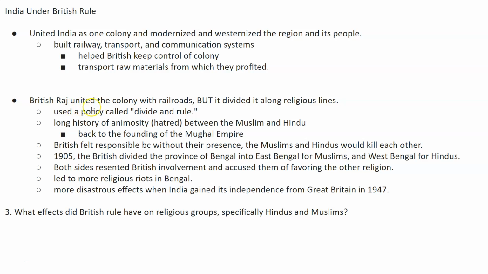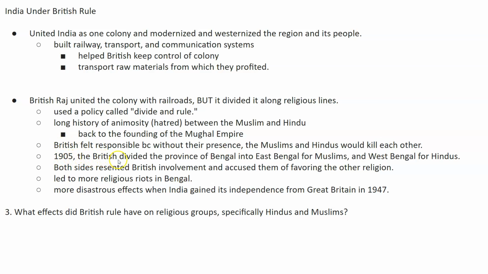The British Raj united the colony with railways, but it divided it along religious lines. They used a policy called divide and rule. There has always been a long history of animosity or hatred between Muslims and Hindus. This goes back to the founding of the Mughal Empire. The British felt responsible because without their presence, the Muslims and Hindus would kill each other. That was the belief among the British.